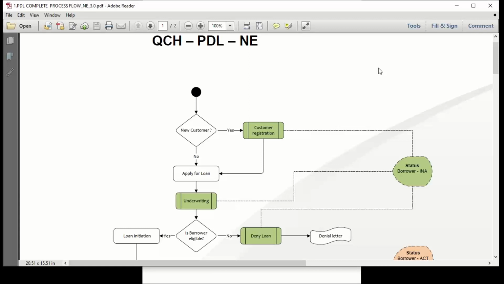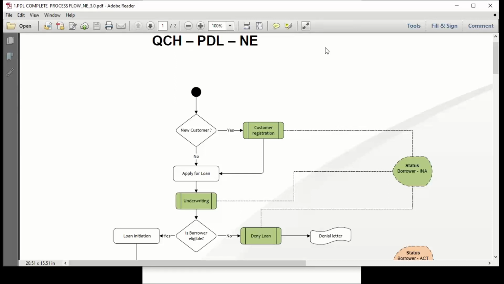QCH, Quick Cash Holding, is one of our clients. They are private finance lenders and give different kinds of loans like payday loan, installment loan, vehicle loan, line of credit, and so on. This is one of the processes for payday loan. Here the client has different stores.